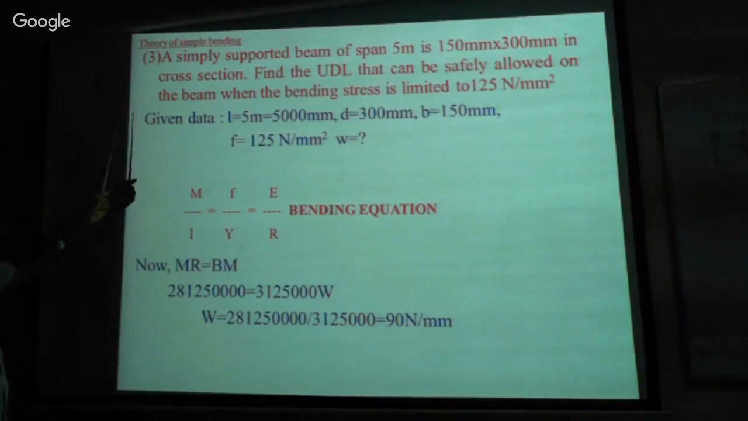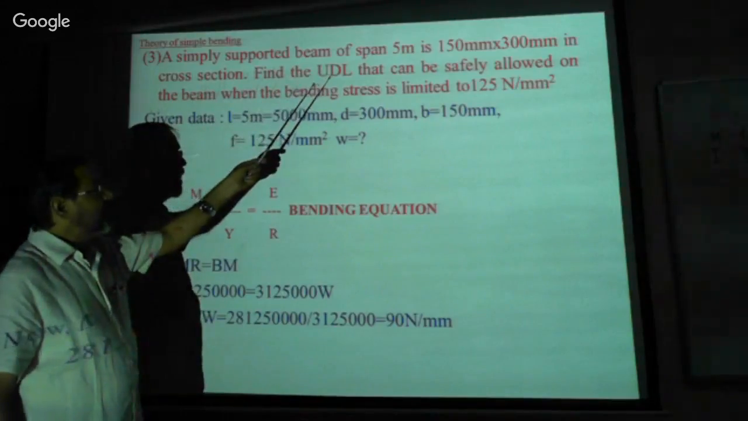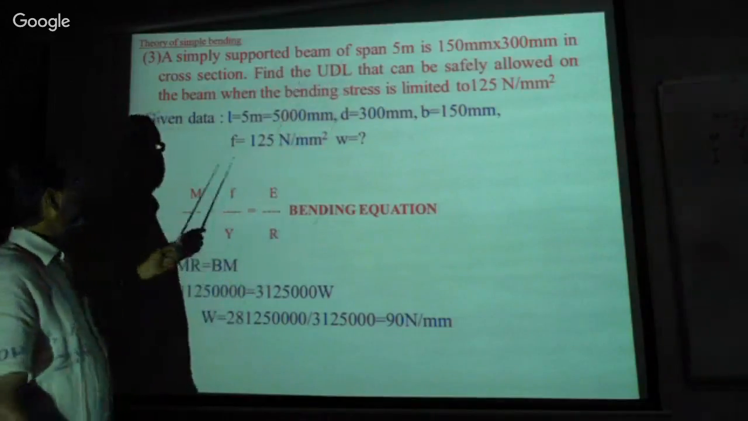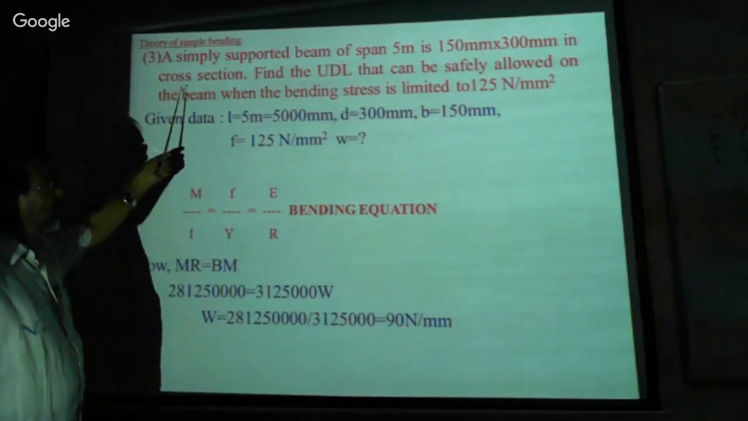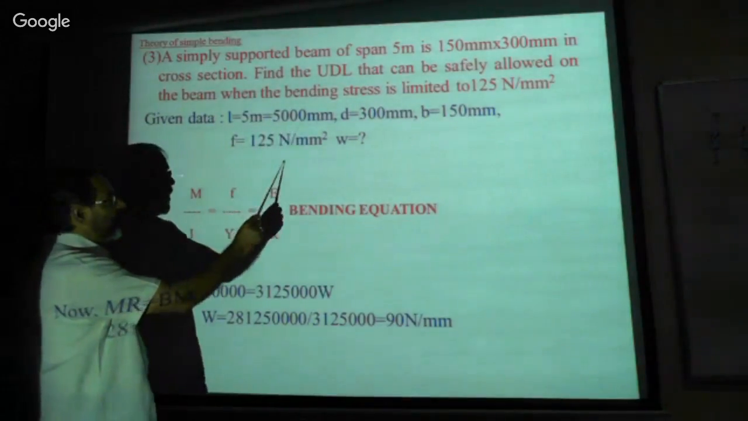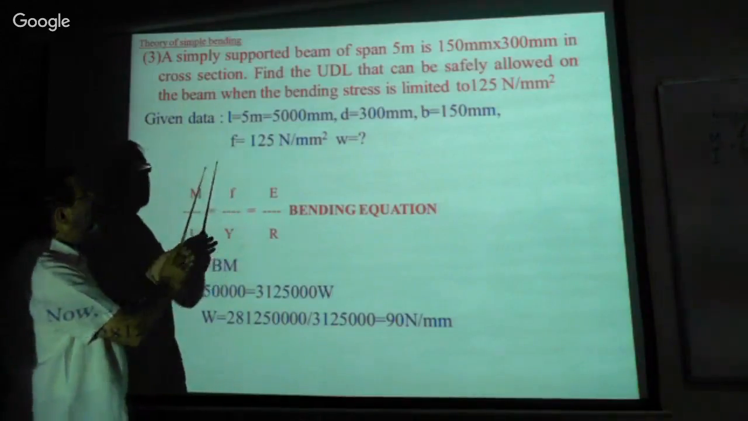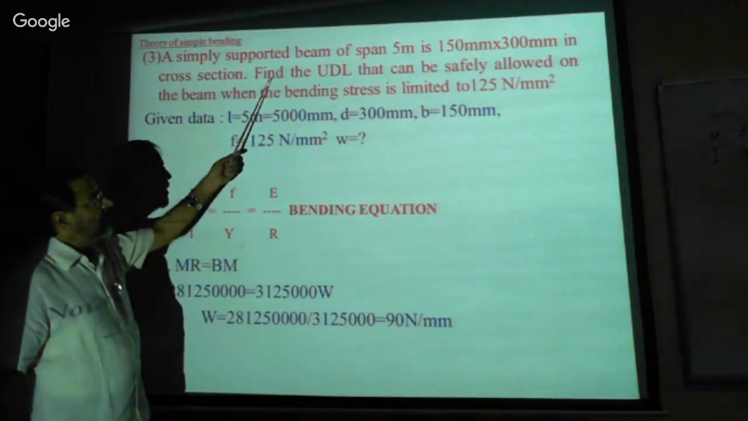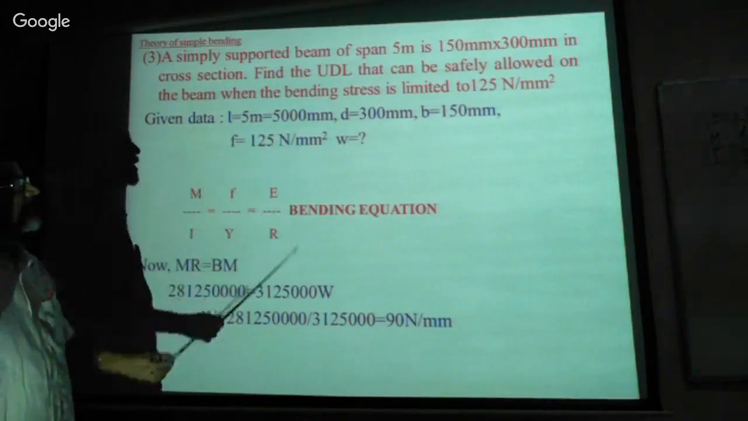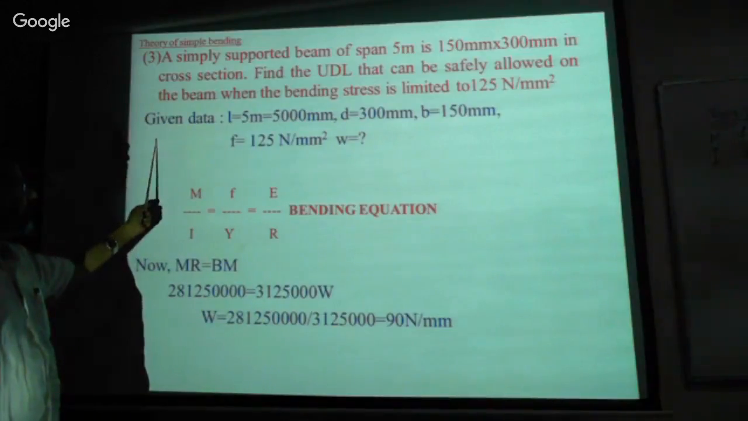Now it is given that a simply supported beam of span 5 meter is 150 millimeter into 300 millimeter in cross section. The given cross section is the rectangular cross section, 150 millimeter into 300 millimeter. Find the UDL that can be safely allowed on the beam when the bending stress is limited to 125 Newton per millimeter square. Write down the given data carefully.